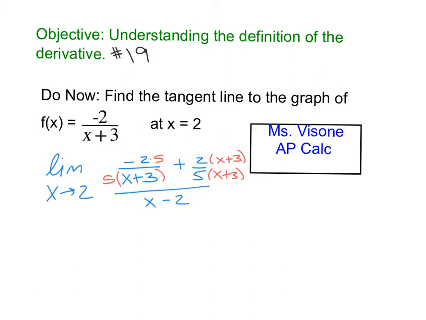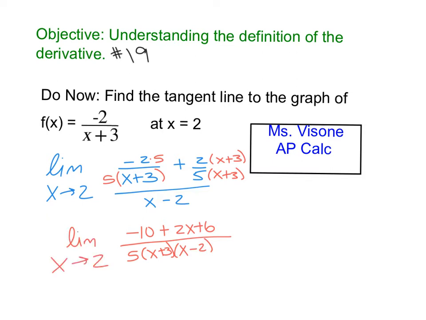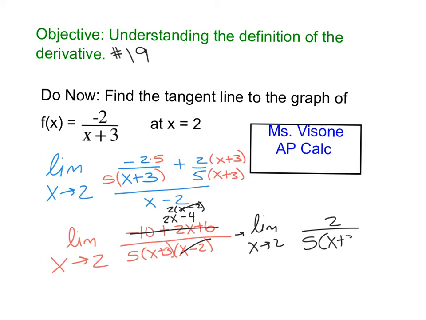That becomes -10 plus 2x plus 6, all over 5 times x plus 3 times x minus 2. So then what do we get here? The top becomes 2x minus 4, which is 2 times x minus 2. The x minus 2's cancel, so we have the limit as x approaches 2 of 2 over 5 times x plus 3. We can plug in now and we get 2 over 25.